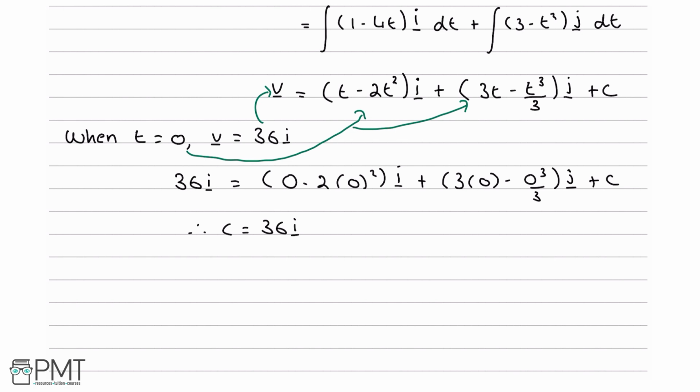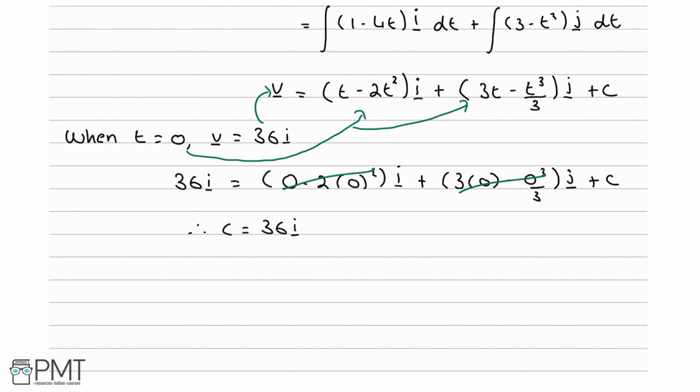The way you get this is because you've got 0 minus 2 times 0, so that's 0 minus 0, which is 0, so this whole thing cancels. Then 3 times 0 is 0, minus 0 is also 0, so that cancels. So now we've got 36i.